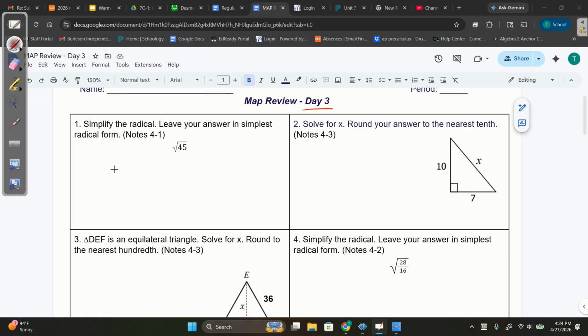First off, simplify the radical. Leave your answer in simplest radical form. Now, if you want to look in your notes, you can look at notes 4-1. Otherwise, here's how we would do it.